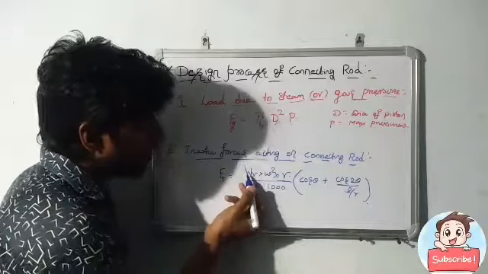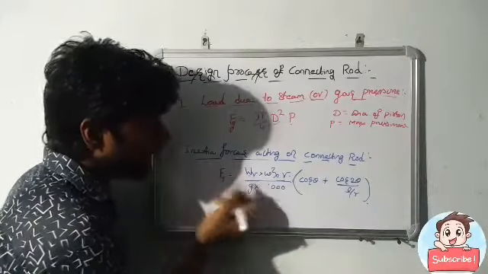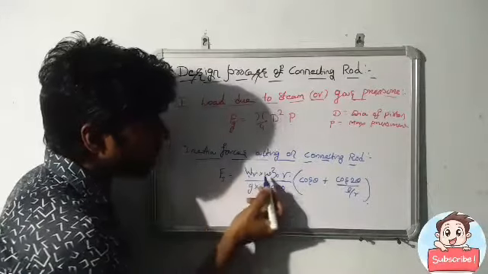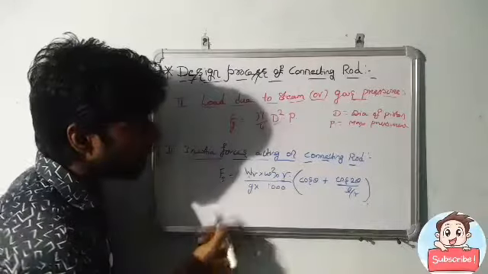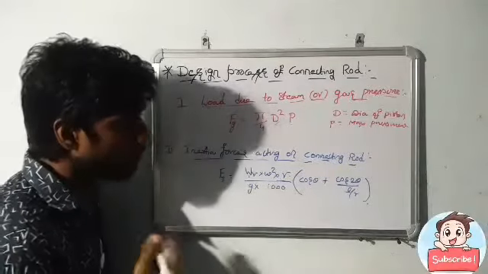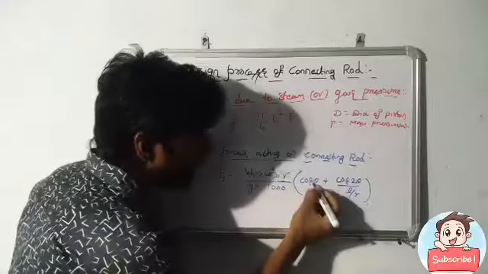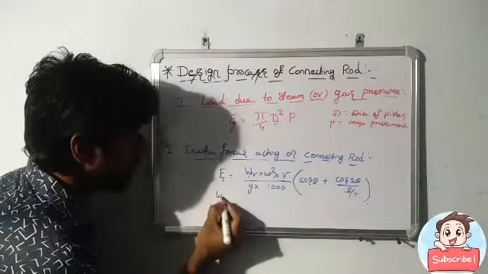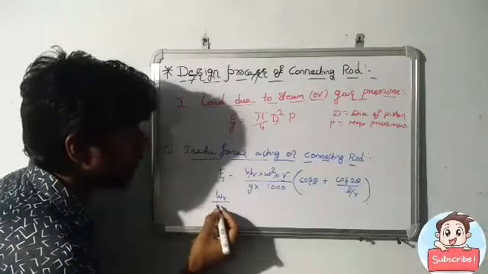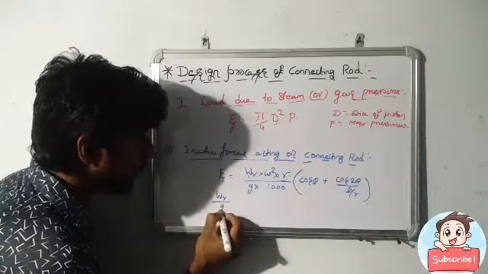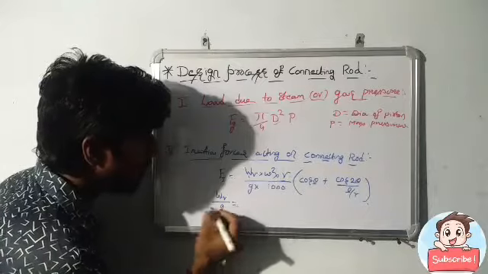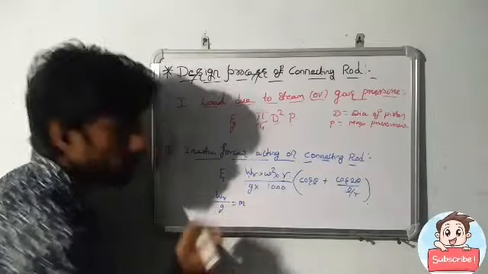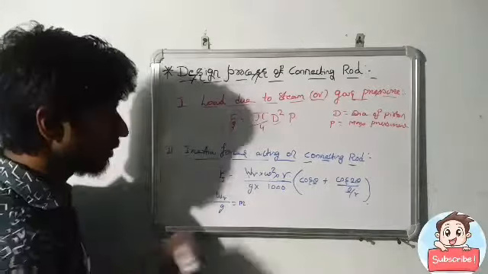So let's see, WR indicates the weight of the reciprocating parts, omega is the angular velocity, R is the radius of crank, and theta is the crank angle. So here, the weight of the reciprocating parts divided by the acceleration due to gravity is the mass of the reciprocating parts.